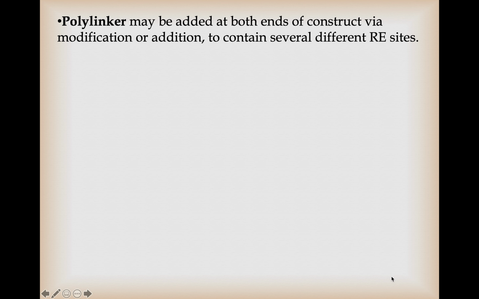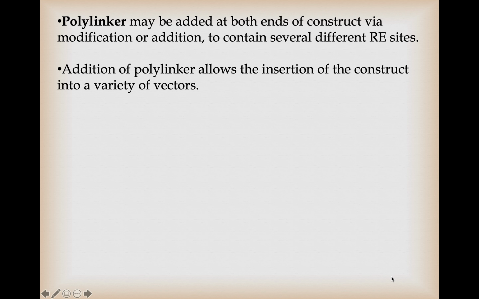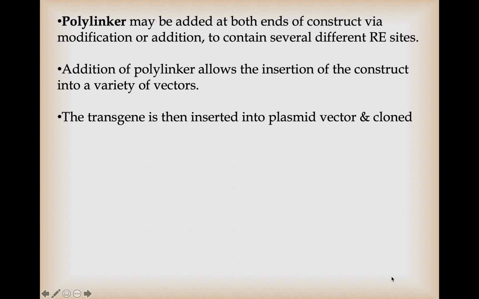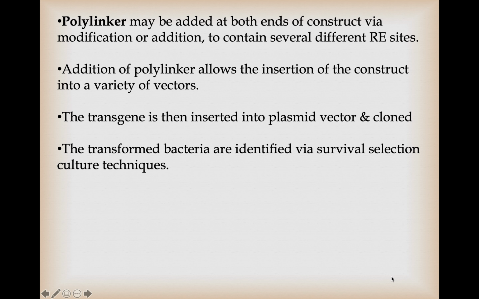But make sure that your polylinker, which is also known as an adapter, contains sequences of several restriction enzyme sites. This is to facilitate the cutting so it can be ligated to your vector of interest. The transgene could then be inserted into a plasmid vector and cloned once you have put in the polylinker. And the transformed bacteria could then be identified via survival selection culture techniques.